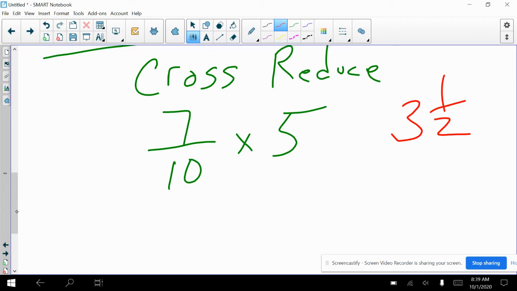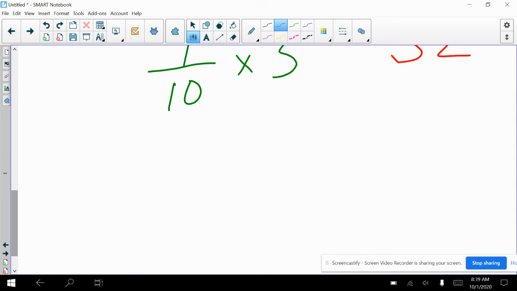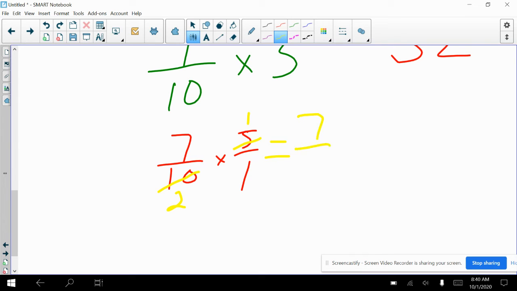So if we go 7/10 times 5/1, can we cross reduce? Yes. 10 divided by 5. You always divide when you cross reduce, right? Because you're making things smaller. That's a 2. That's a 1. Now I get 7/2, which is 3.5.